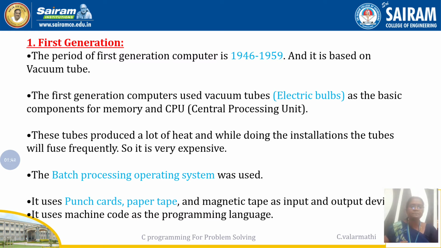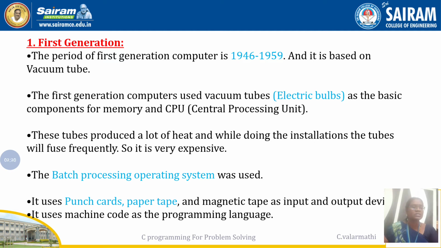And then, what is the operating system used at that time? Batch operating system. Batch operating system is the very first operating system, and it was used at the time of the first generation of computers. And then what input, output and memory devices did they use? They used punch cards, paper tape and magnetic tape as the input and output devices. Floppy disks and such came later.